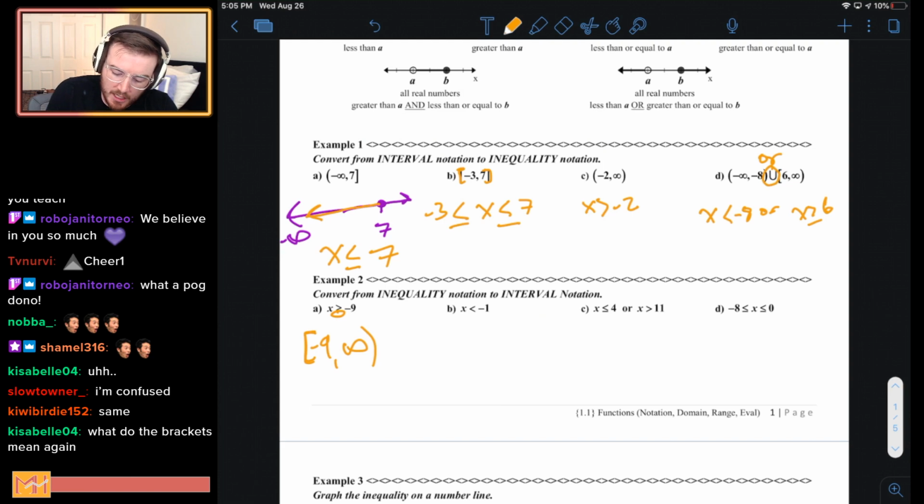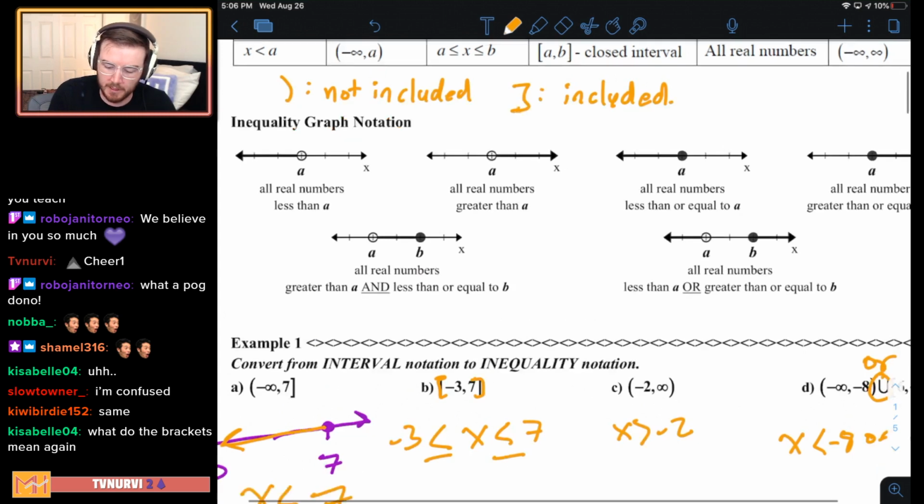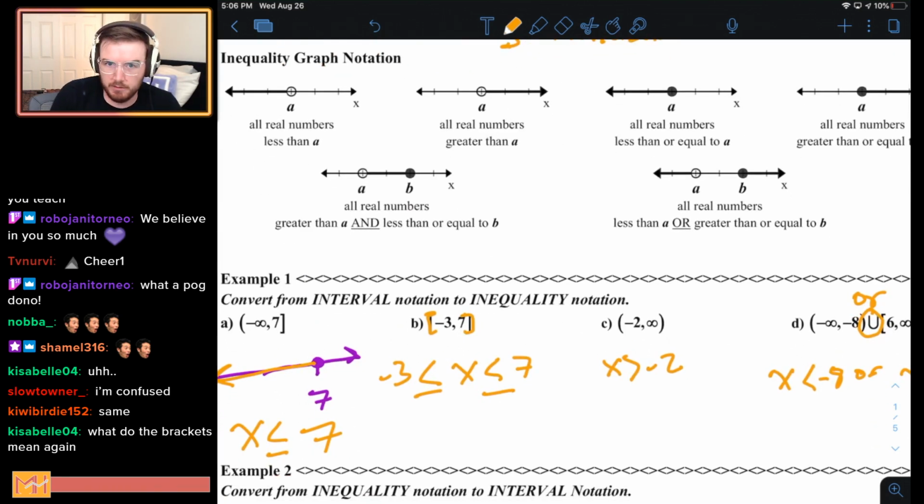And when you see the bracket, that means the number is included. And when you see a parenthesis, that means it's not included. And when I say not included and included, it's a part of your solution or not a part of your solution. If I asked you a very simple question, what numbers are bigger than 2?